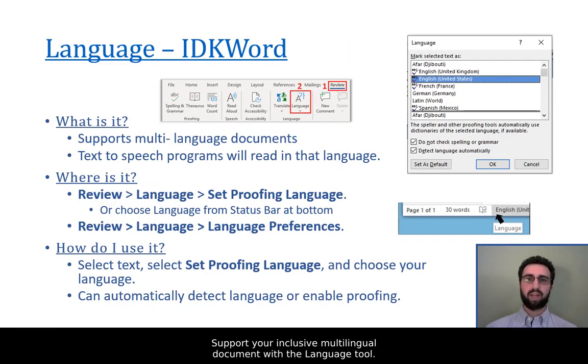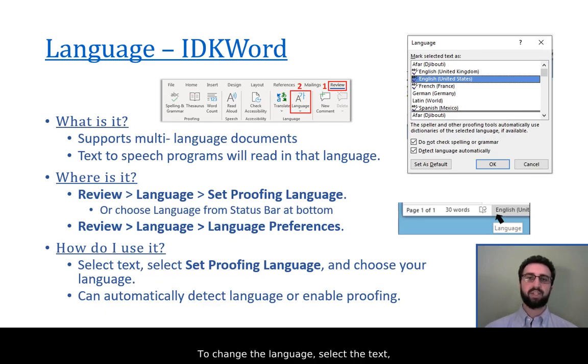Support your inclusive multilingual document with the Language tool. When you use the Language tool to change the internal language of text, proofing will occur in that language, and text-to-speech programs will read that language in a specialized voice. The language tools are found inside the Review tab in the Language dropdown. Set Proofing Language defines the language of your text, while the Language Preferences lets you manage which languages Word uses for its interface and for proofing.